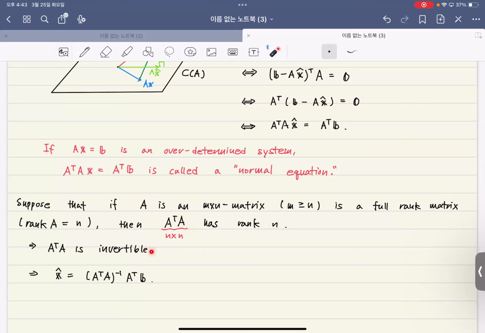Okay. Now this is invertible. Therefore, if we multiply the inverse of this matrix to both sides of this normal equation, then we can say the least square solution is simply this one. Okay. This one, I want you to memorize by the end of the midterm exam.